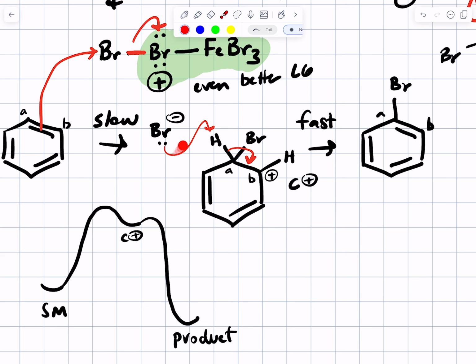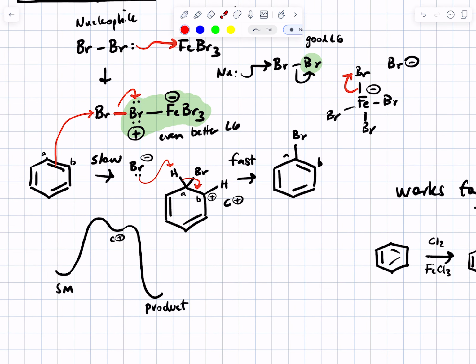Then a base, and it doesn't have to be a very good one, even a very, very weak base like Br- or water can remove the proton on the carbon where you just made the new sigma bond, and then electrons kick down. This is sort of an E1 style elimination that's very fast, and it restores aromaticity. Overall, the net effect of this reaction is substitution. You swap out the proton that used to be there for an atom from your electrophile.